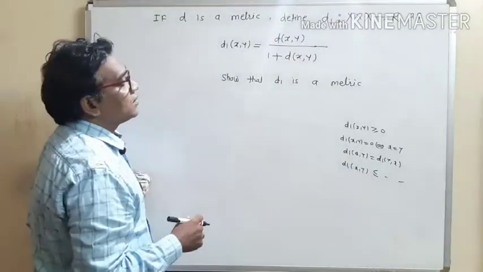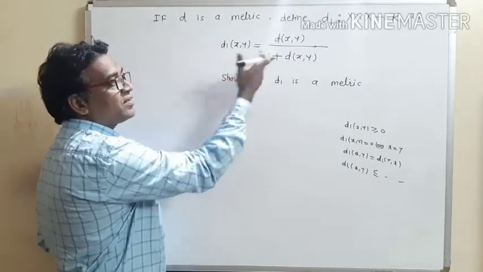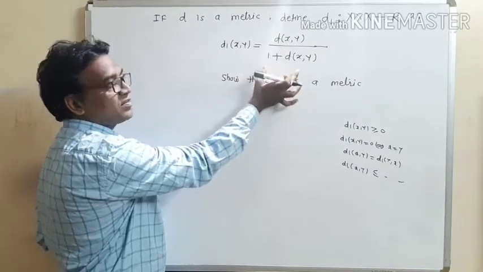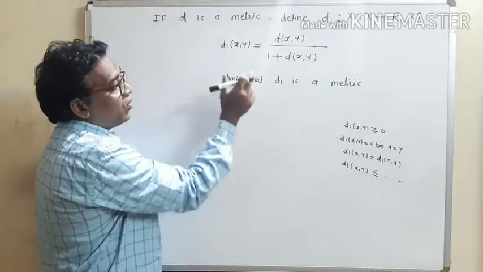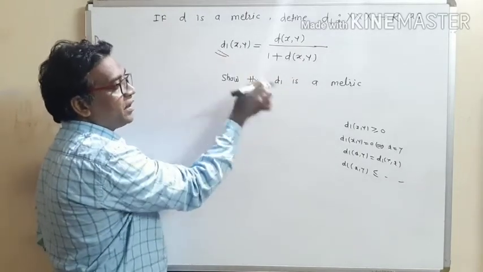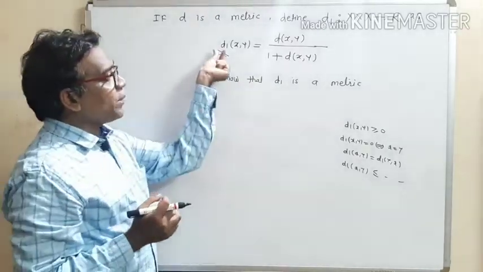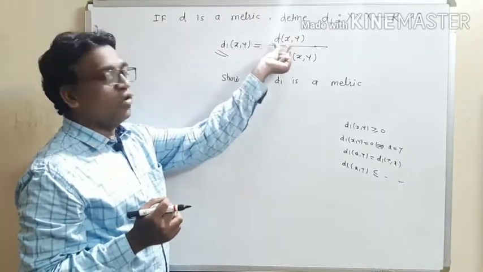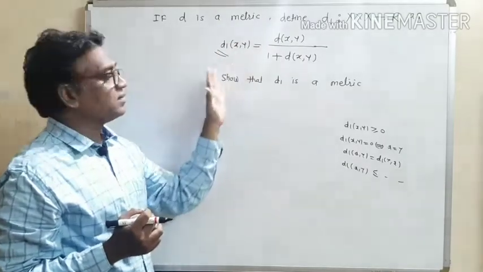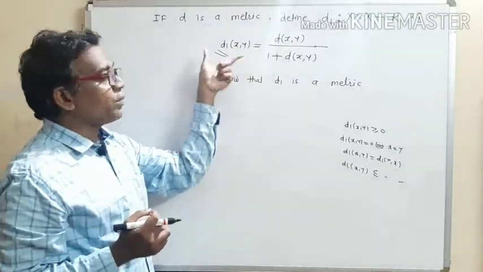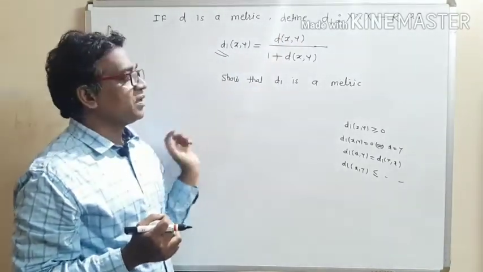Now see, what is the given definition? d1(x,y) is equal to d(x,y) divided by 1 plus d(x,y). Now let us prove that this new metric d1 is a metric. That means this is the formation of a new metric from an old metric. d is the old metric, and d1 is our new metric. So this example is the formation of a new metric from the old one. So let us prove that d1 is a metric.